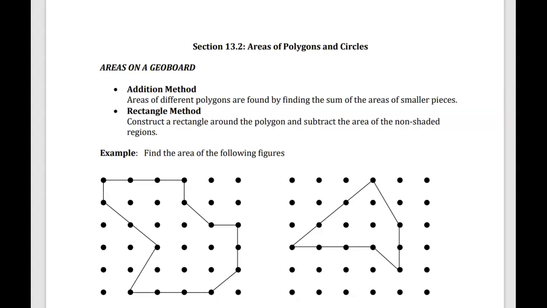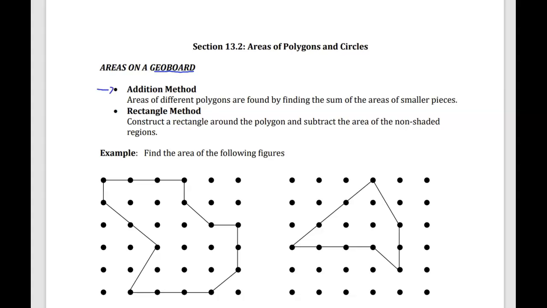So we want to look at ways to find area of different shapes. And there's two different ways we can look at it using what we call geoboards. Geoboards are things that have pegs, and we can run rubber bands or ribbon or yarn or something around the pegs and make figures. And so we have two different ways.